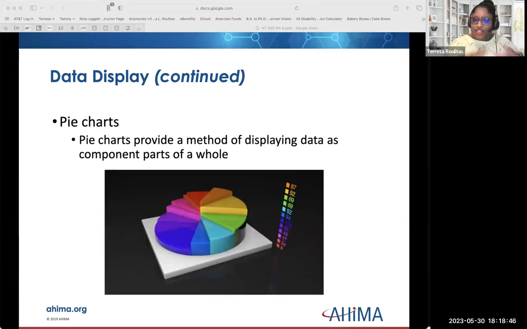Your pie chart. Now, it's just a circle. Think of it as a pie. It's different parts, and it's going to represent 100% total. It must be converted to a percentage when you are displaying this information. They're just little wedges that can be cut out of a pie to help emphasize the different percentages that you want your audience to know about.